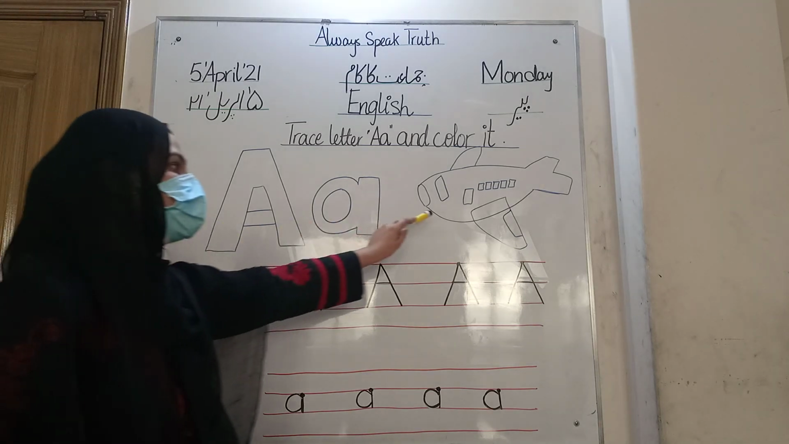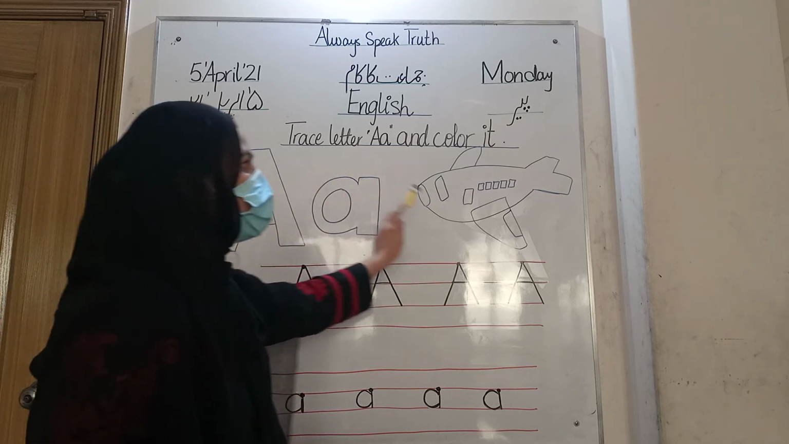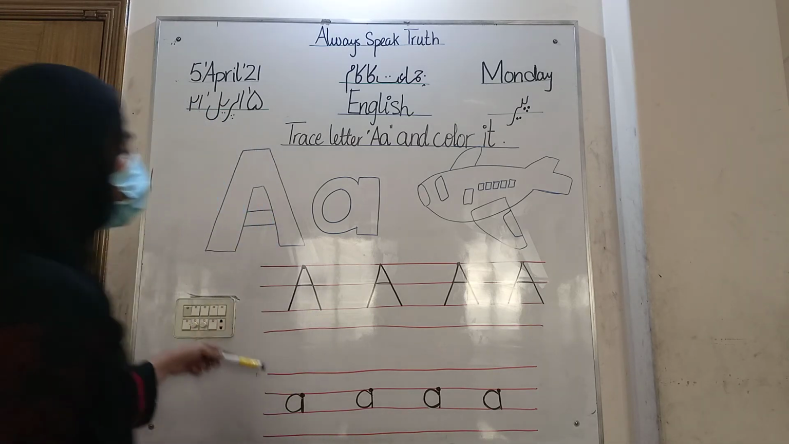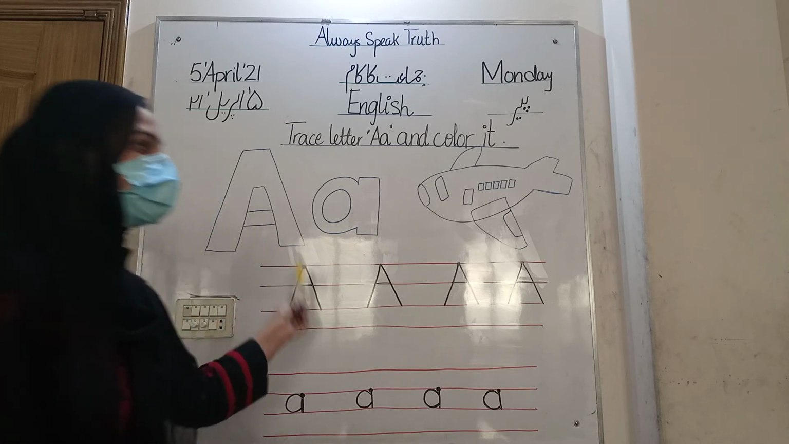A F, aeroplane. A F, aeroplane. Today we write capital A, small a. What is the sound of A? A F. A F.